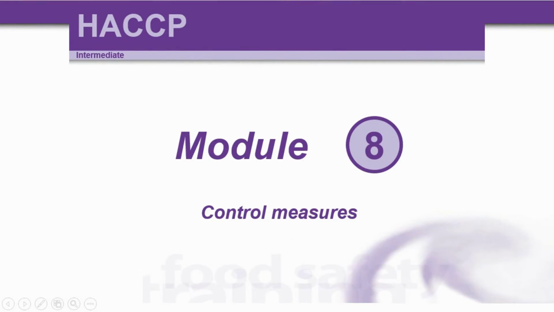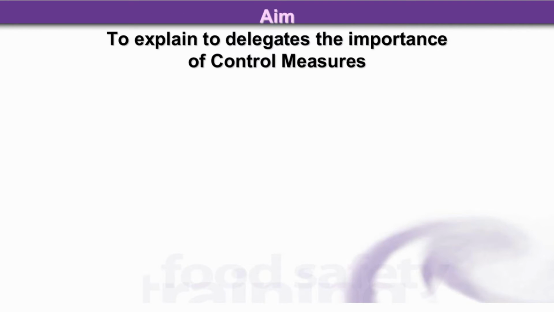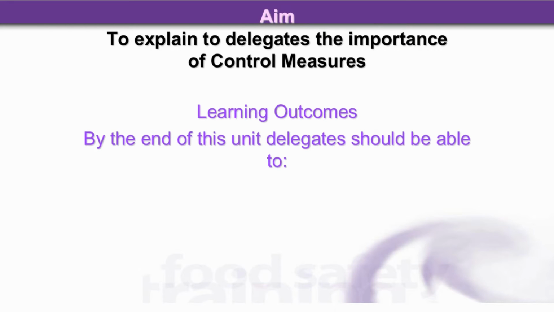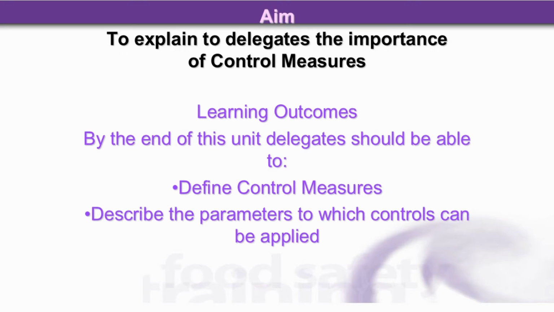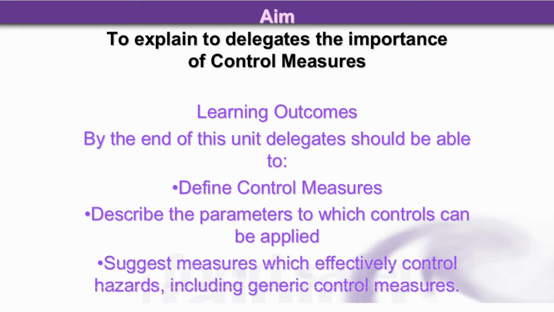Okay, the intermediate HACCP course, module: control measures. The aim of this lecture, this module, is to explain to delegates the importance of control measures and the learning outcomes. By the end of this unit, delegates will be able to define control measures, describe the parameters to which controls can be applied, suggest measures which effectively control hazards, including generic control measures.